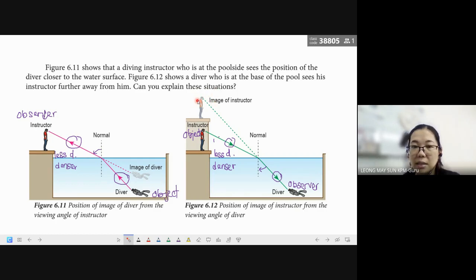So this is the difference between light traveling in water situations. You have to observe where the arrow is coming from and going towards.